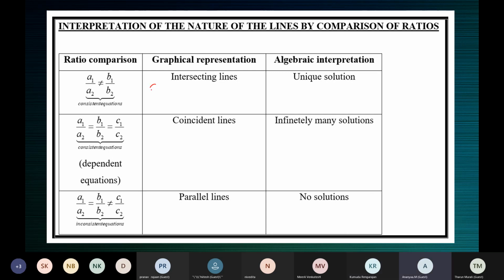A1x plus B1y plus C1 equal to 0, and A2x plus B2y plus C2 equal to 0. Very good. Thank you, Ananya.